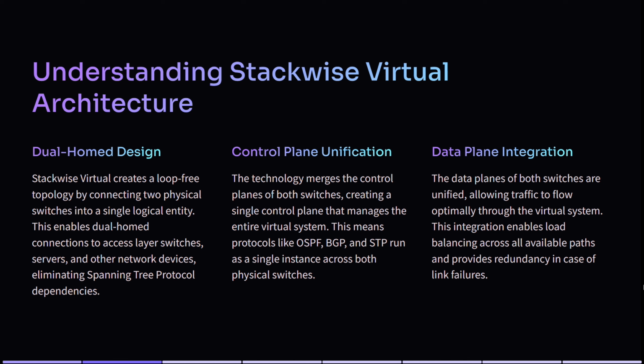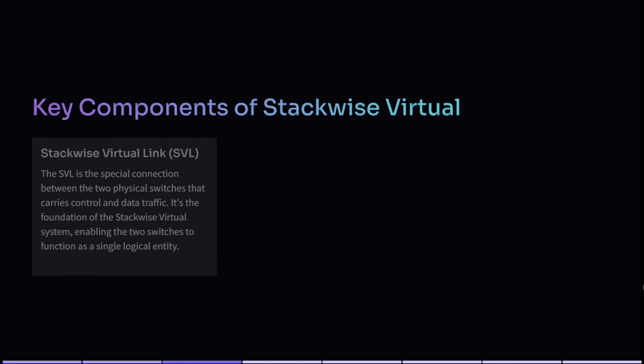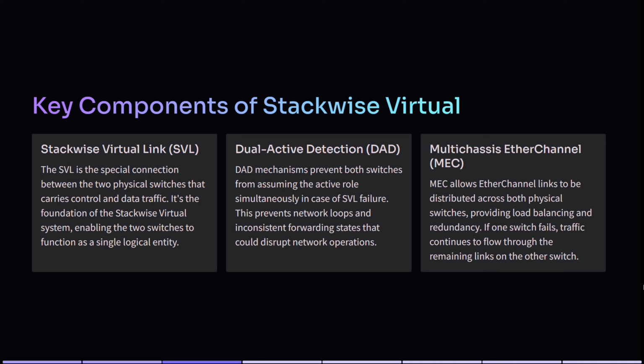Data plane integration. The data planes of both switches are unified, allowing traffic to flow optimally through the virtual system. This integration enables load balancing across all available paths and provides redundancy in case of link failures.